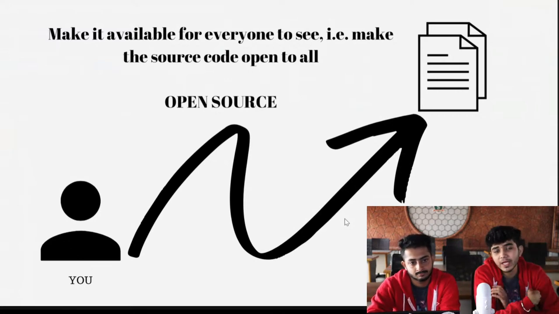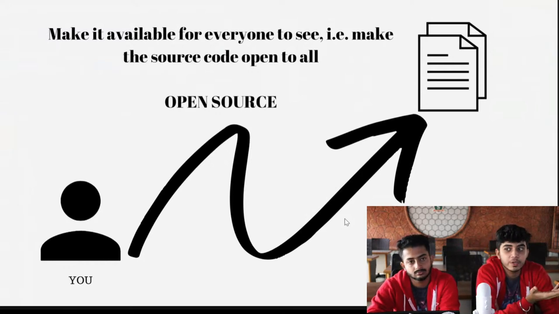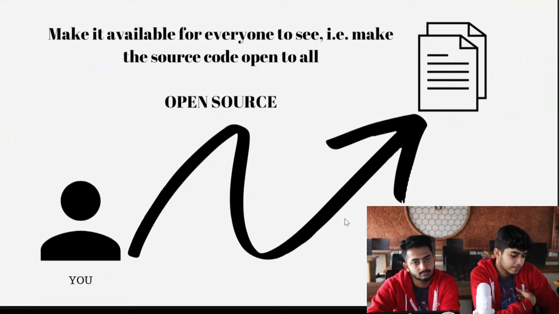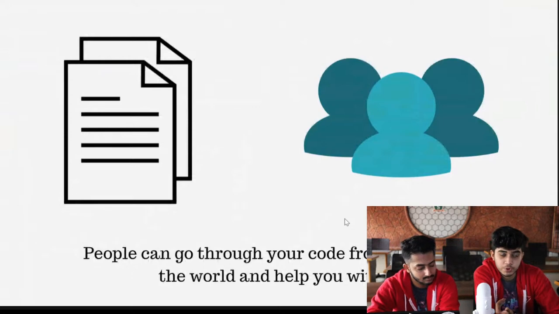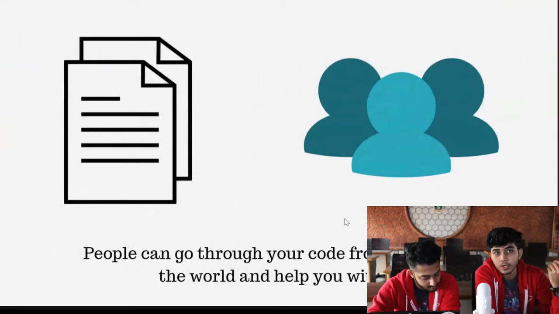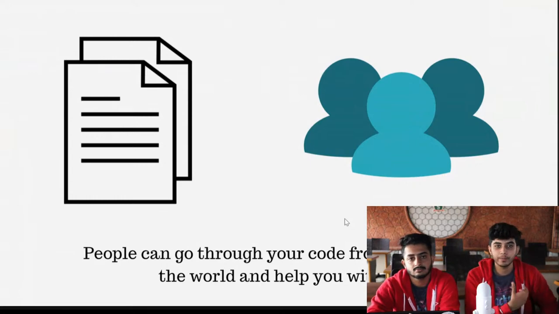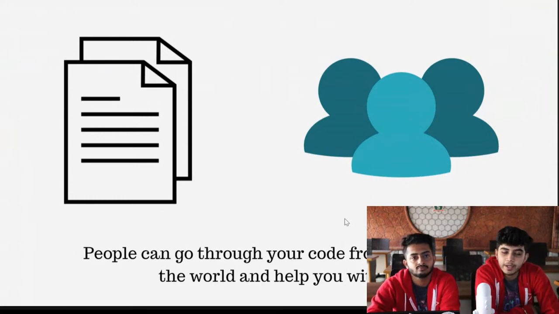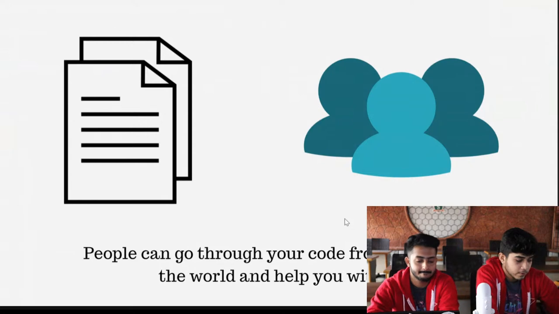So in this case, we have different open source platforms which give you a place where you can host your projects. Now when you make your source code open source, people across the world can look into your code. So all the problems that you had, if you wanted to improve your code, or if you had any problem with the code, these people can help you improve it. You might be a beginner, but there might be someone who has been working on it for the past 30 years. So these people can help you.